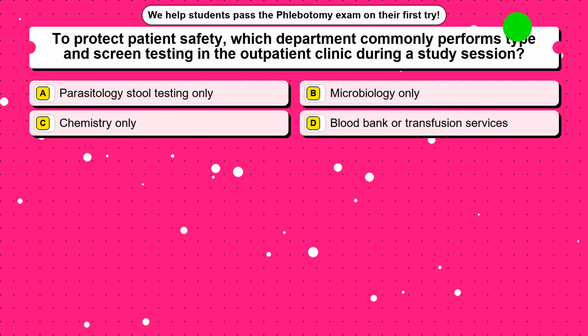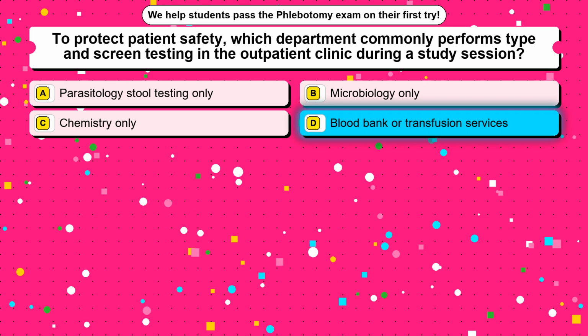Question 94. To protect patient safety, which department commonly performs type and screen testing in the outpatient clinic during a study session? Option A, parasitology, stool testing only. Option B, microbiology only. Option C, chemistry only. Option D, blood bank or transfusion services. The correct answer is option D, blood bank or transfusion services.